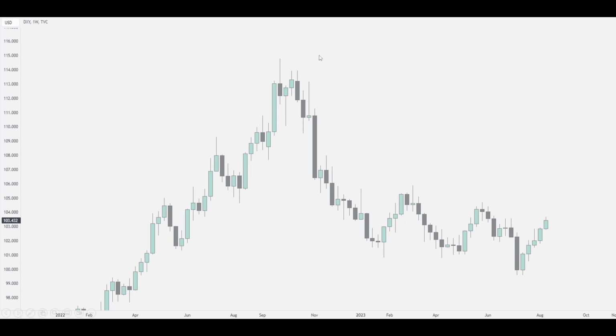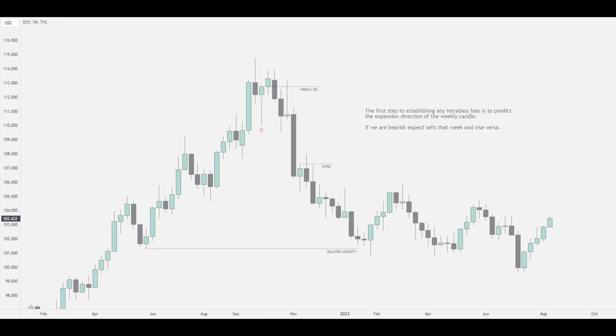Now, the very first step to establishing an intraday bias is to predict the direction of the weekly candle. So as you can see, we're on the DXY weekly chart, and I just want to point out the importance of order flow. So take a look at the price action here. We left this wick and then came up. And what do I always say to look for? A break in market structure below this low.